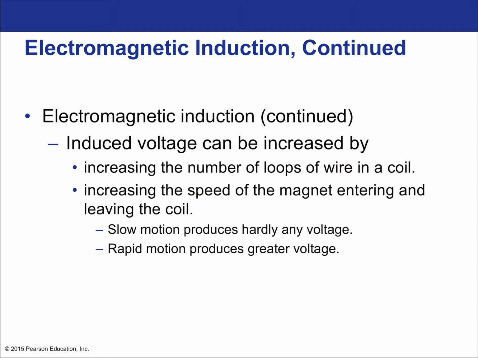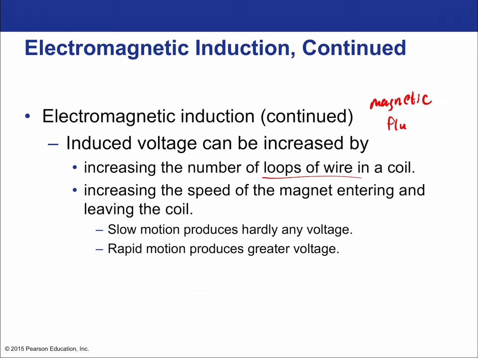Electromagnetic induction. So induced voltages can be increased by, right? If you're going to be changing a magnetic field in order to induce a voltage and induce a current, how might you do that? Well, you can have more loops of a wire, all right? So that means you have a greater amount of what's called magnetic flux.